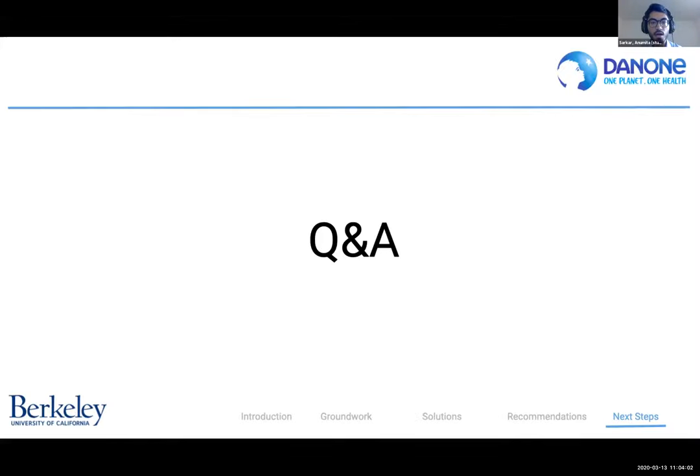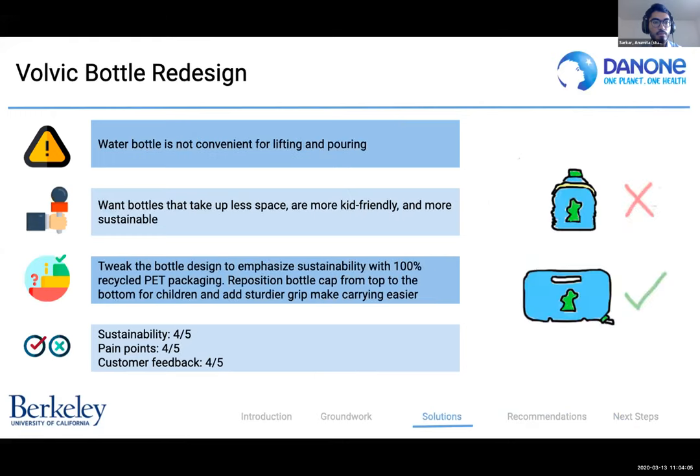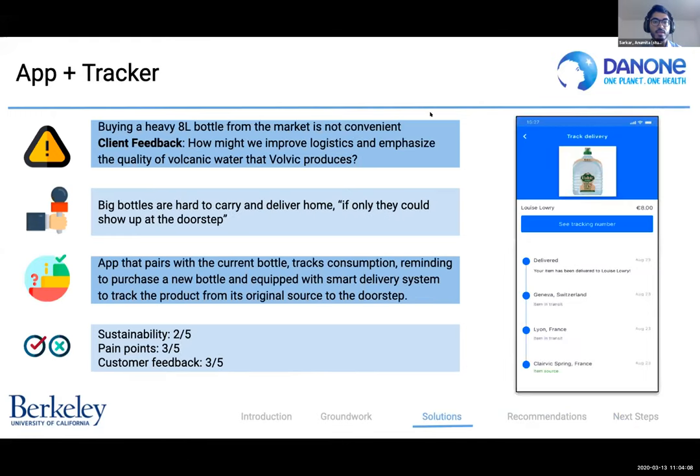Sure. So solution four is an app-based tracker. The app is something you would download from an app store, and it will pair with your bottle. The tracker is supposed to track how much you've drunk, and then it'll optimize your purchasing by giving you a notification saying, you should probably buy a new Volvic bottle. Then you can purchase the bottle, and it'll track it from the original source exactly to your doorstep. What that means is that you get to see the whole Volvic journey.